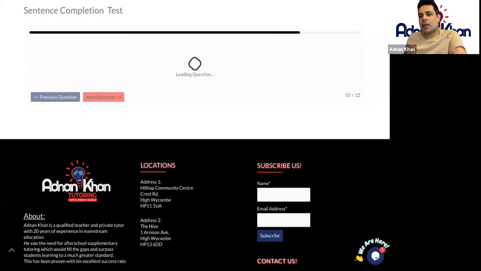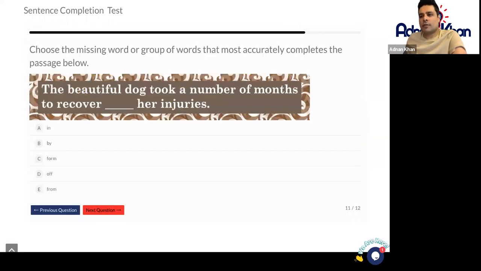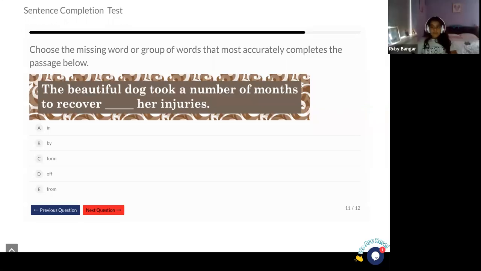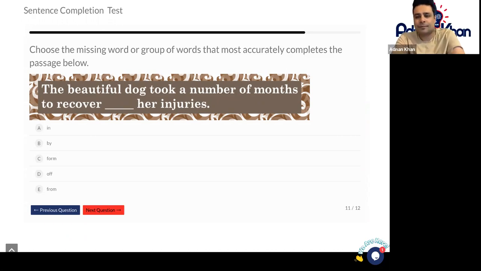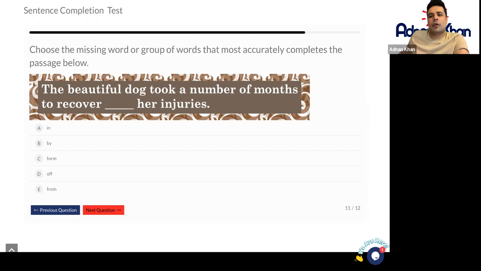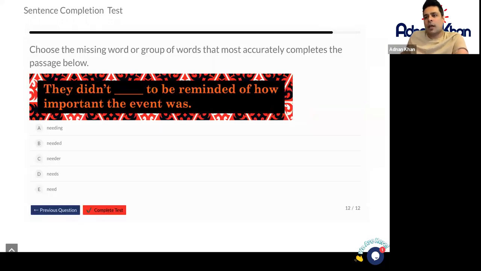Thank you so much. I've got two more questions left, so let's get someone else in. Let's get Ruby. Hi, Ruby. Have a go at this one. The beautiful dog took another month to recover from her injuries. So the beautiful dog took a number of months to recover from her injuries. I would say that's correct, Ruby. Thank you so much.